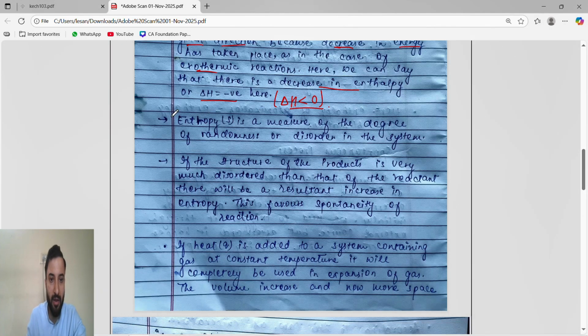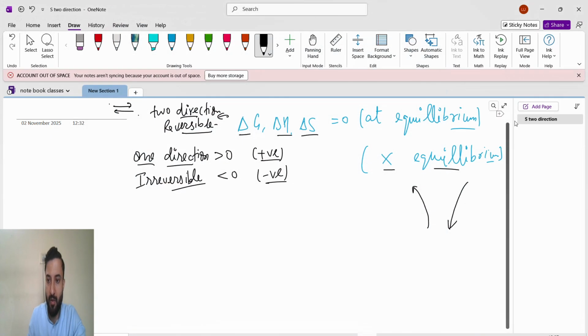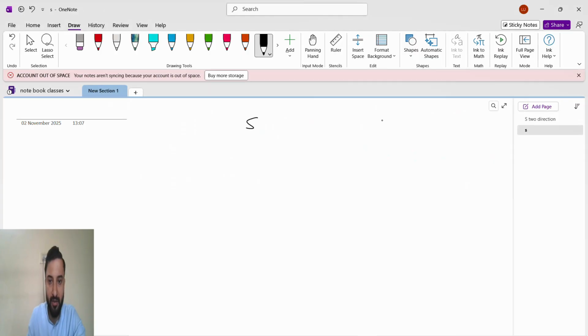Next, guys, we will give the arrow and write about entropy. Entropy is denoted by S. Now, guys, a very important thing: I will talk about entropy and delta S. There are two things: entropy, that is S, and delta S, meaning change in entropy. Now understand, guys, this is very important.